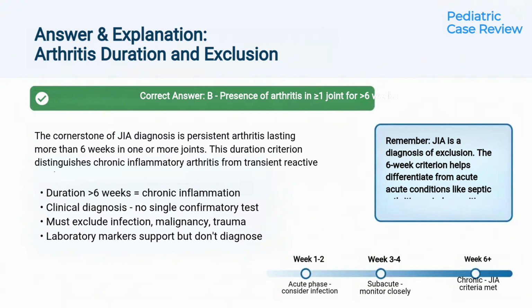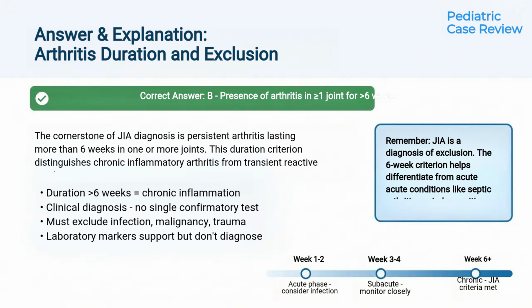The cornerstone of juvenile idiopathic arthritis diagnosis is persistent arthritis lasting more than 6 weeks in 1 or more joints. This duration criterion distinguishes chronic inflammatory arthritis from transient reactive conditions. Key points. Duration greater than 6 weeks equals chronic inflammation. It is a clinical diagnosis with no single confirmatory test.